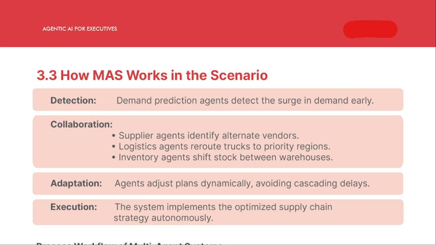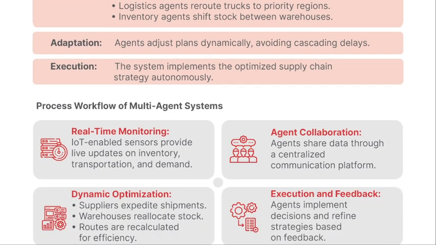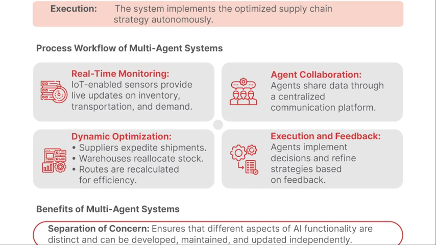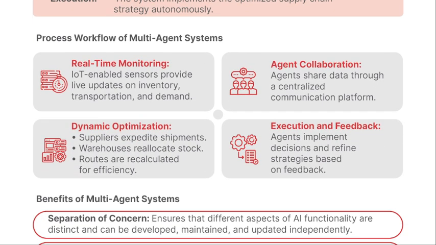Execution, the second is execution. So they execute independently and the system implements the optimized supply chain strategy autonomously. So, process workflow of a multi-agent system. We have a process workflow of multi-agent systems.